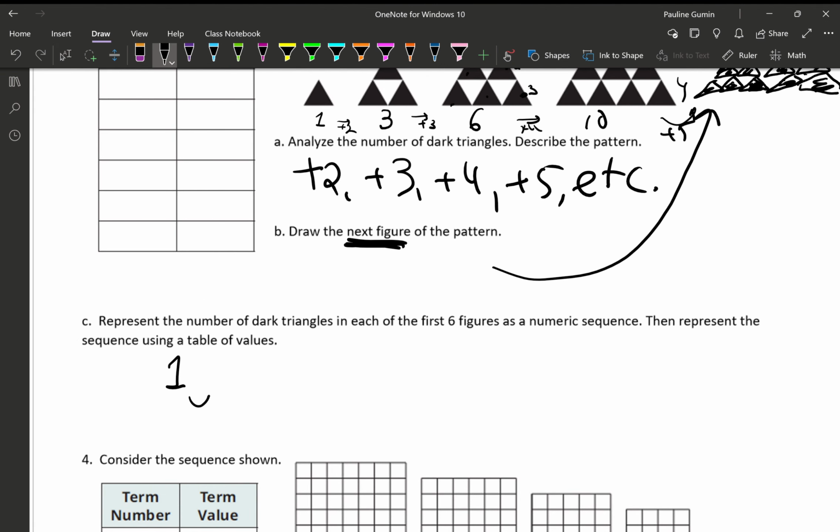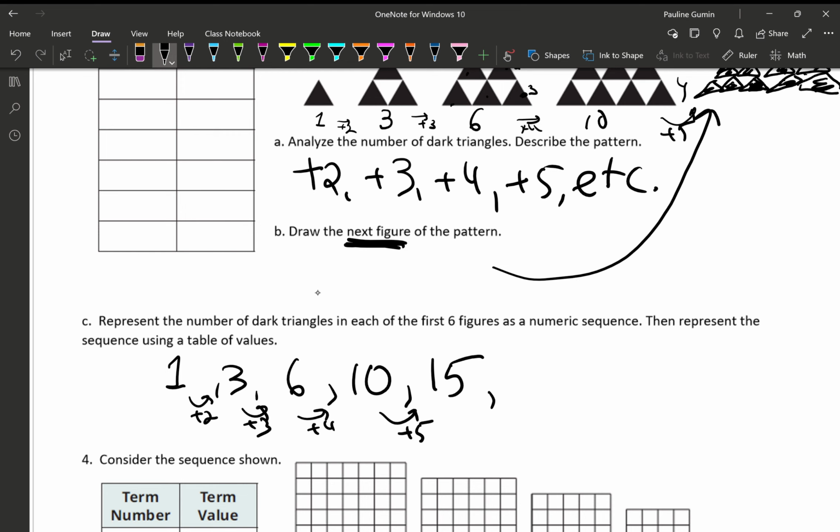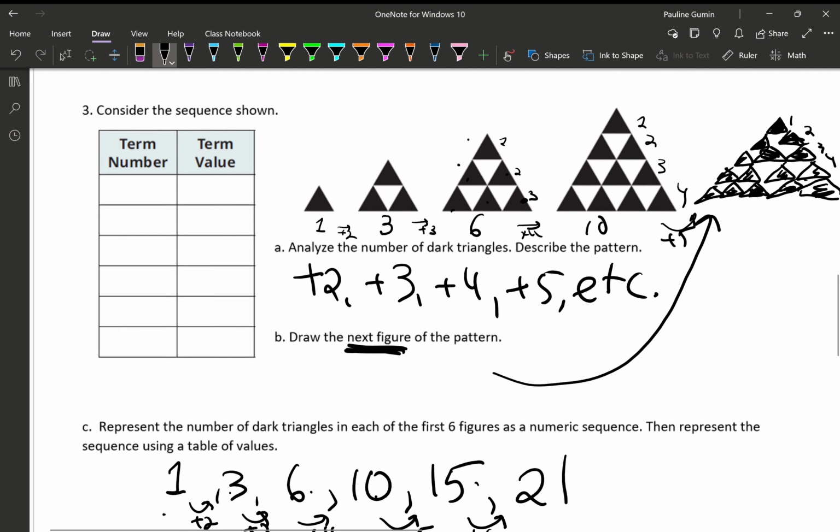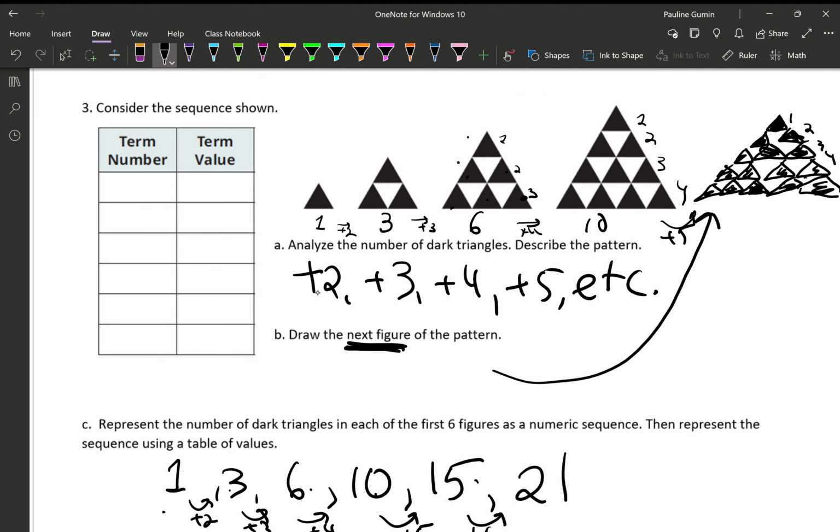Okay. So first we had 1 dark triangle, and we added 2. Then we had 3. We added 3, 6. Then we added 4 and had 10. We drew the next one, and it does have 15 because we added 5. So that means the first 6 figures, 1, 2, 3, 4, 5, 1 more. So then we add 6, 21. Now let's represent that as a table.